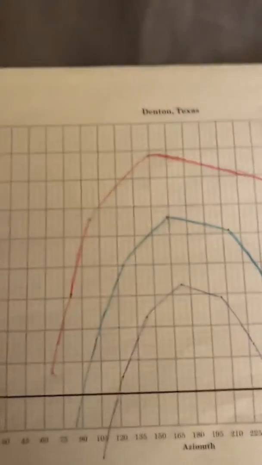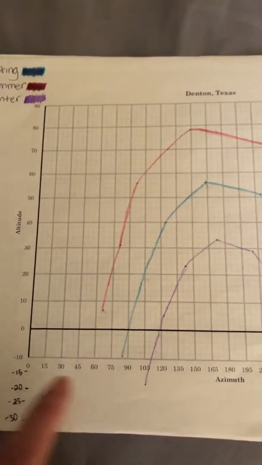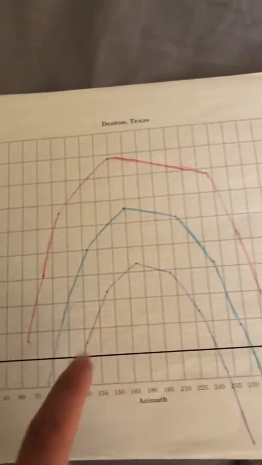So we would go all the way over for, that's springtime. So spring for me is in the blue. So you would go all the way over to 85 and then negative 8, that's where my point is. And then you just keep doing it until you get all your points. And again, I have to redo mine, so yours may not look like mine, but yeah.